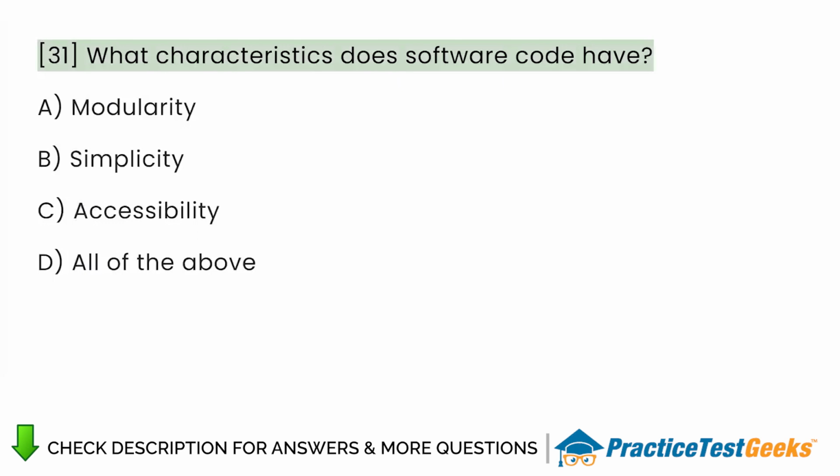What characteristics does software code have? A. Modularity. B. Simplicity. C. Accessibility. D. All of the above.